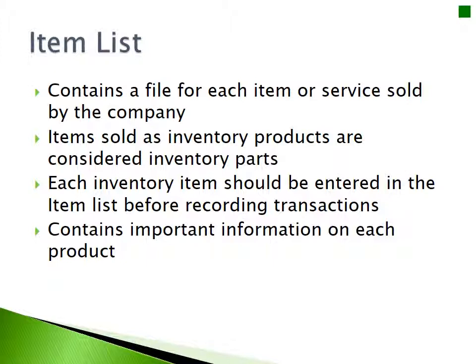The item list contains a file for each item or service sold by the company. If the item sold is an inventory product instead of a service, it is considered an inventory part by QuickBooks. Each inventory item should be entered in the item list before recording transactions. The item list contains important information on each product, such as type of item, number, descriptions, cost, general ledger posting accounts, preferred vendor, and sales tax status.